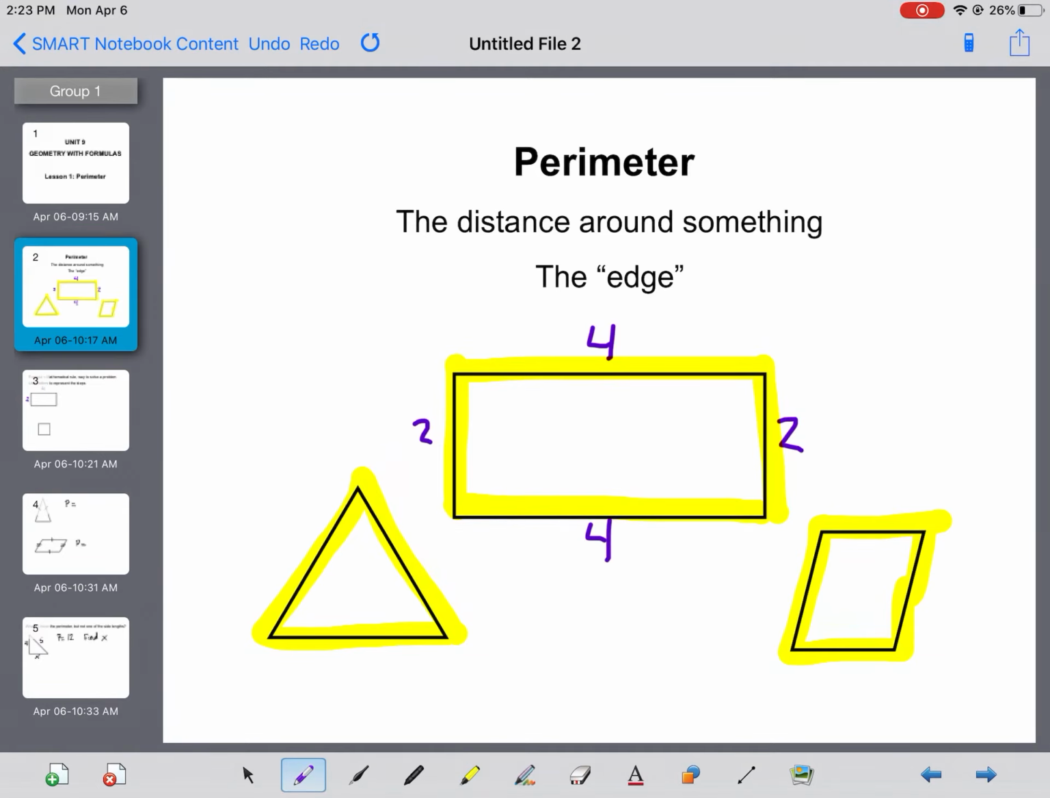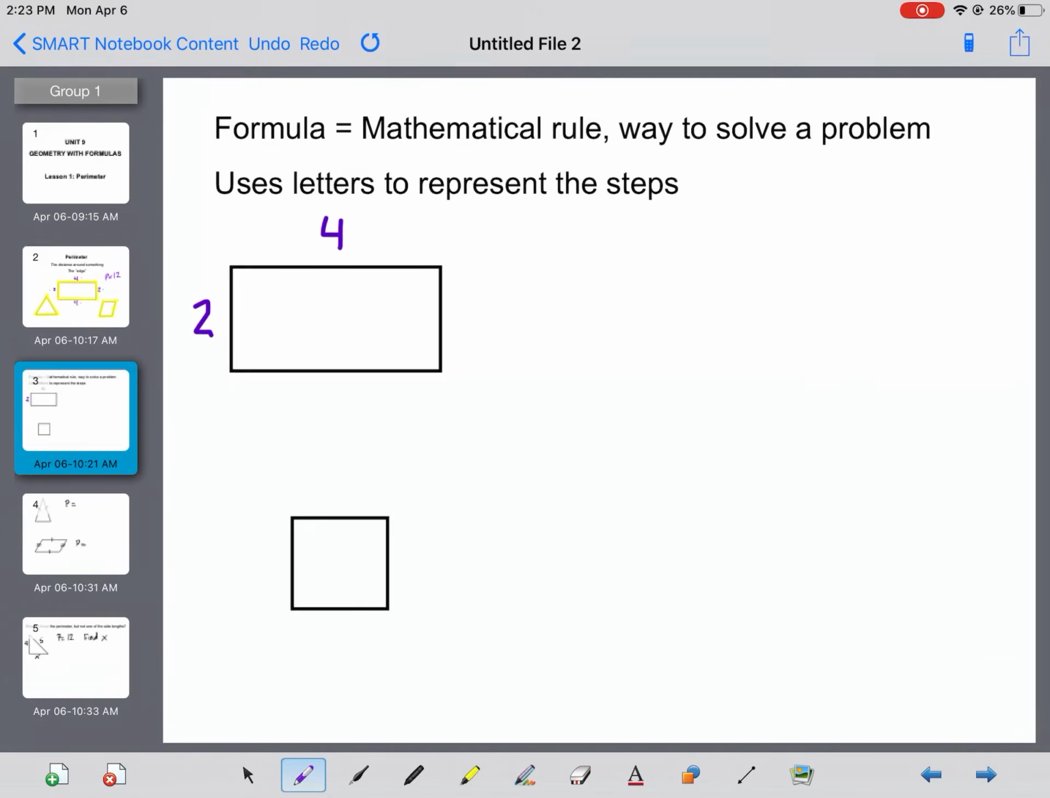So in order to find the perimeter, all you're really doing is you're adding up the measurements around that shape. So for this one, think to yourself, we've got 4 plus 4 plus 2 plus 2. That gives us a perimeter of 12.